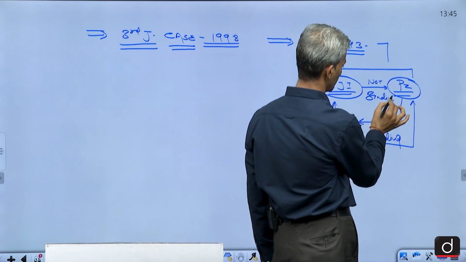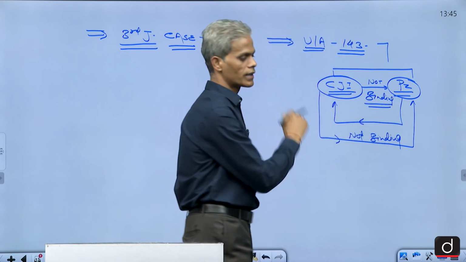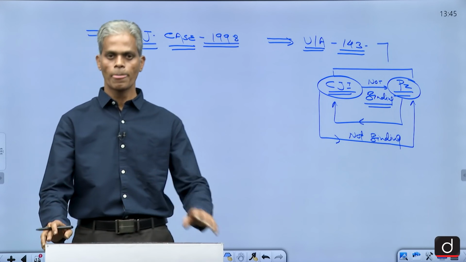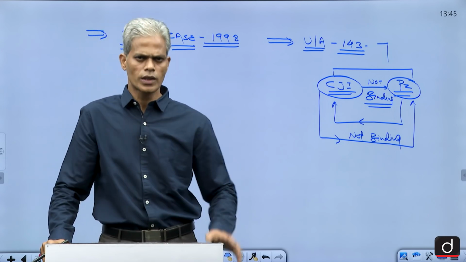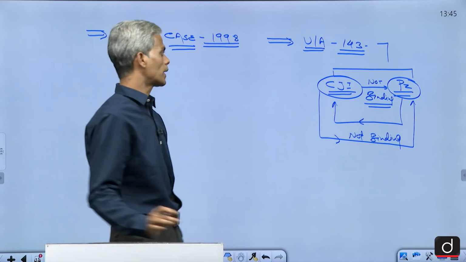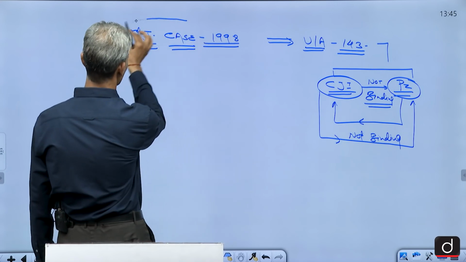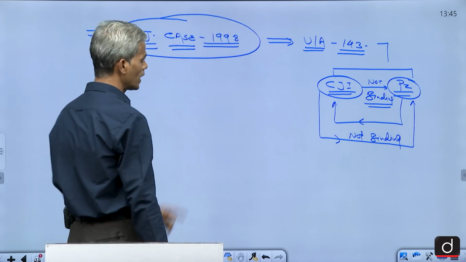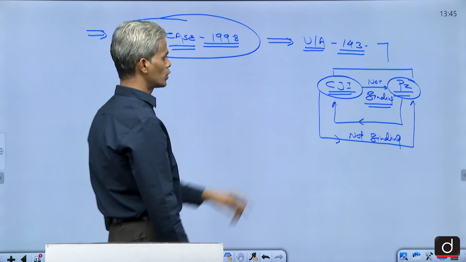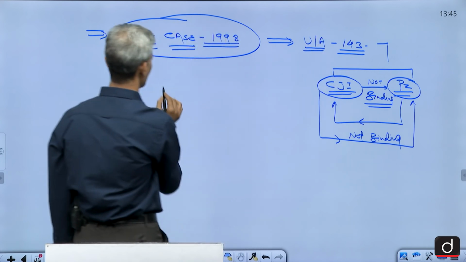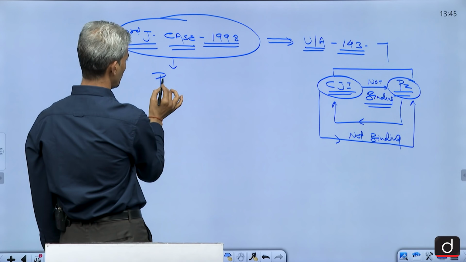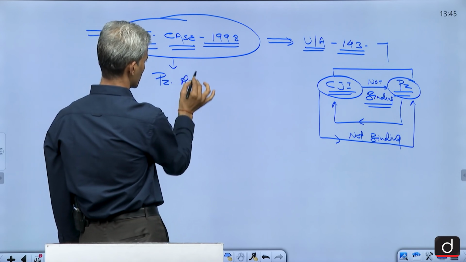So this Article 143 is slightly different from what we are discussing here as far as the collegium system is concerned. So you must be clear on this one difference. But as far as the so-called third judge case of 1998 is concerned, that was under Article 143, and these types of cases are known as presidential reference cases.